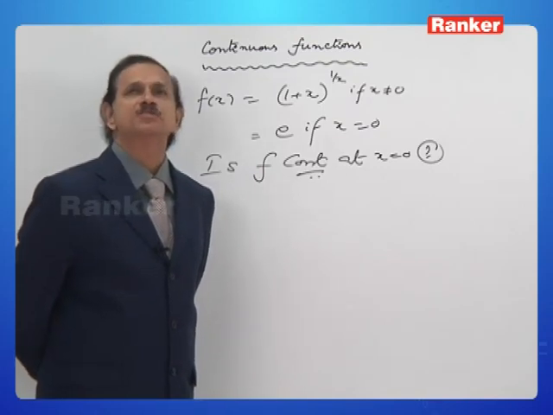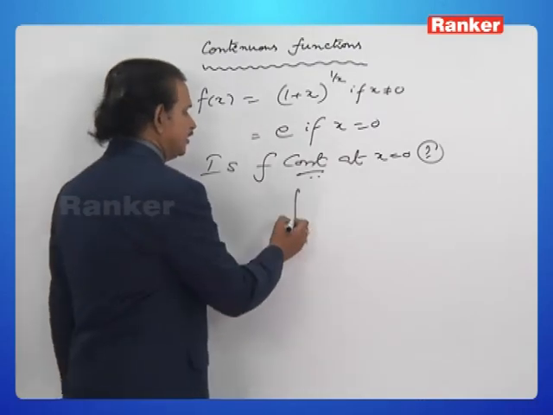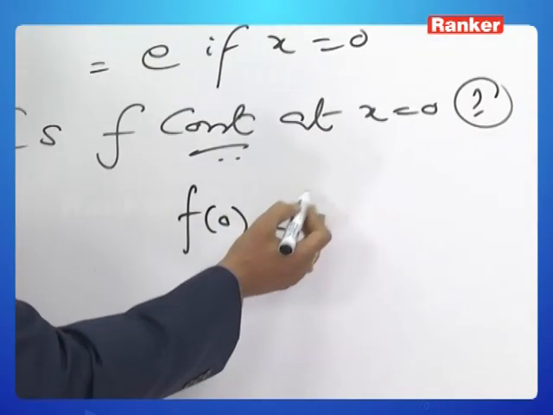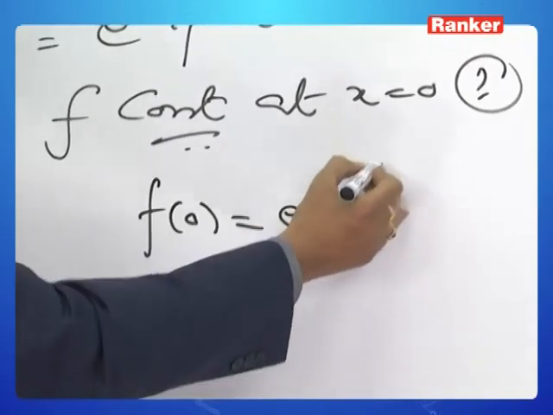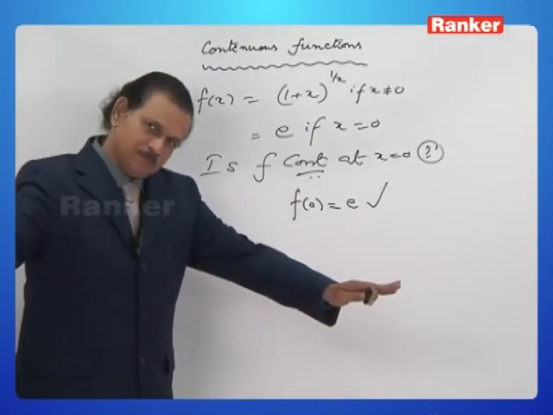What are the conditions? First condition, f of a must be defined. What is f of 0? F of 0 is e. Oh, happy, it is defined. First condition is verified.